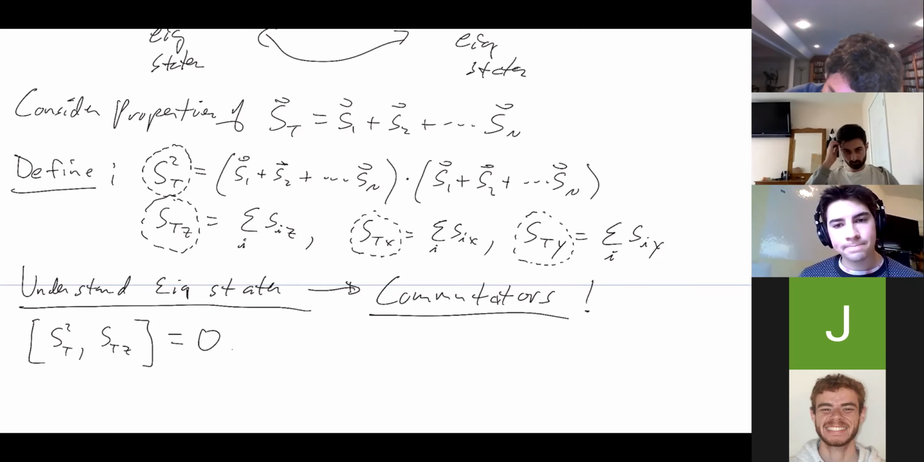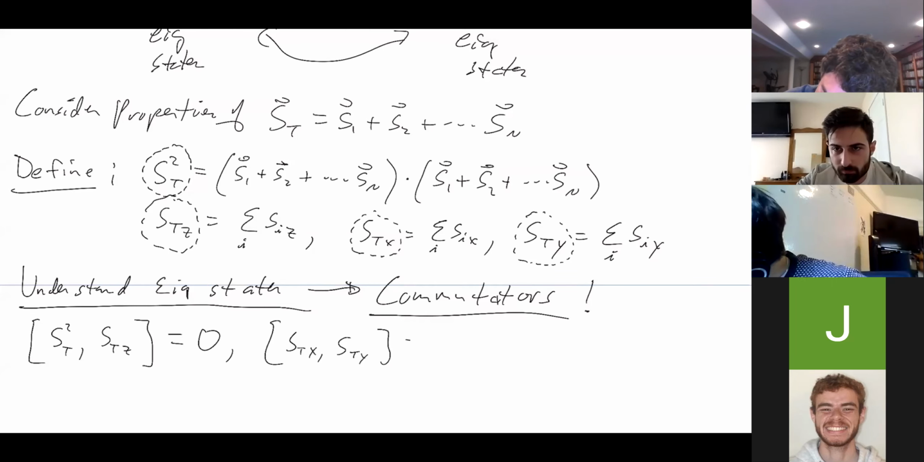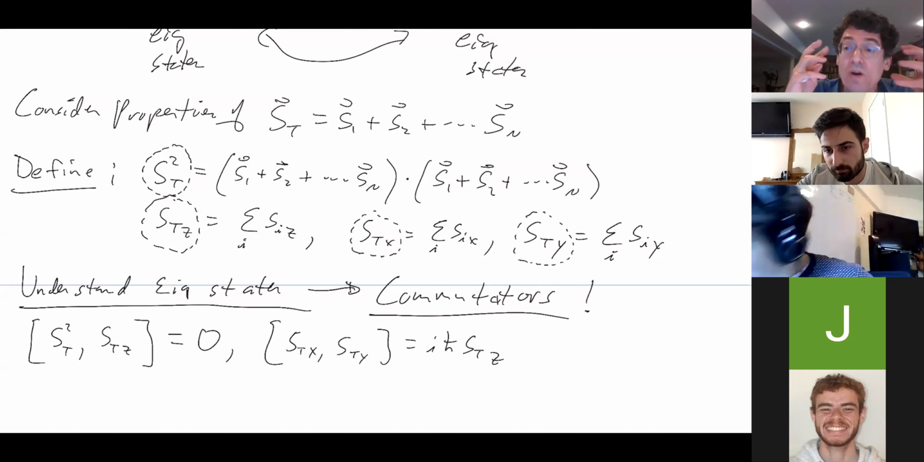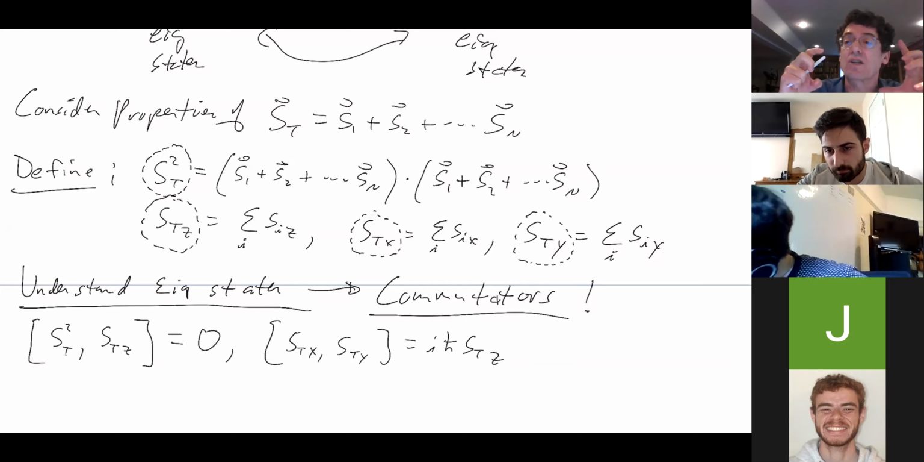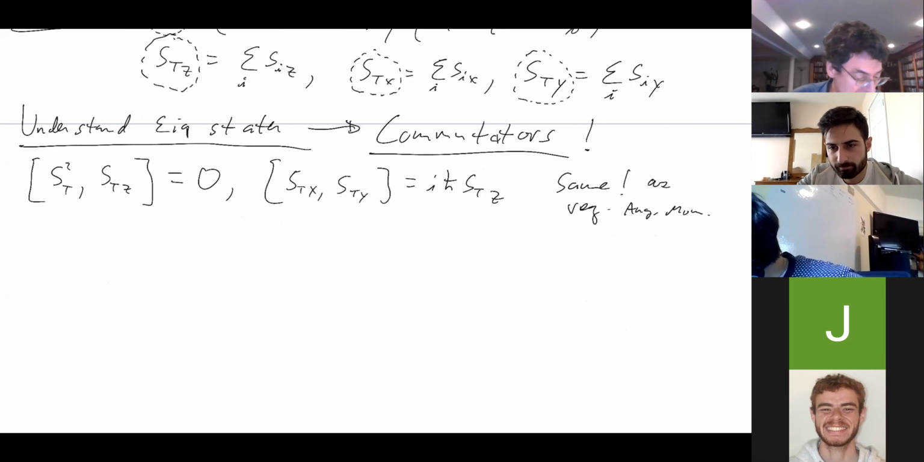But the point I want to make is that the commutators are exactly the same: I have [S total X, S total Y] equal to iħ S total Z. The commutator structure of the total angular momentum operators is exactly identical to the commutator structure of the normal angular momentum operators. So it's the same as regular angular momentum. And what that means is that from the commutators, you construct the whole algebra of angular momentum.